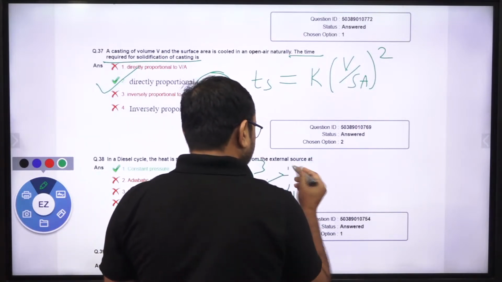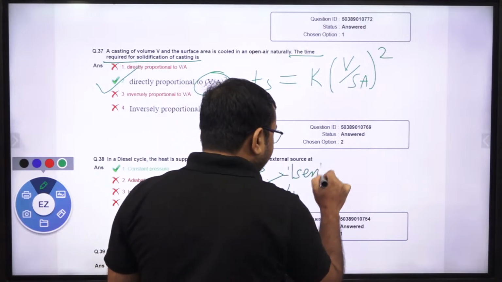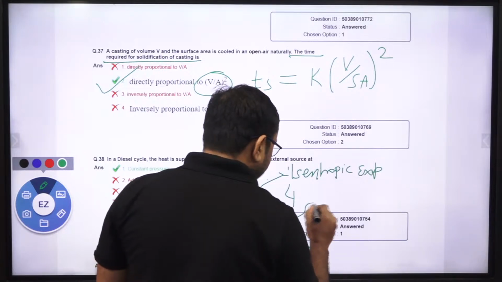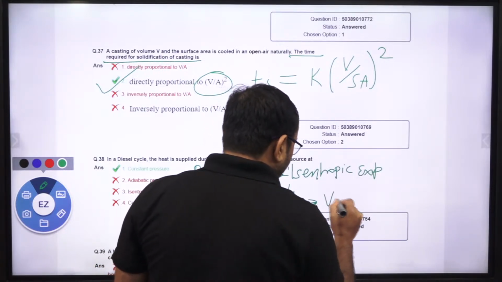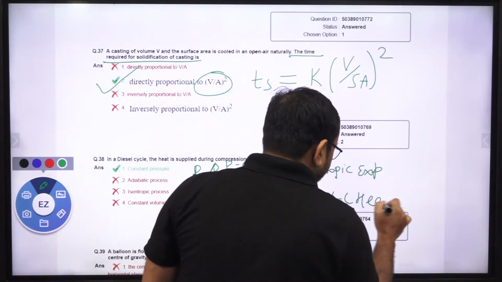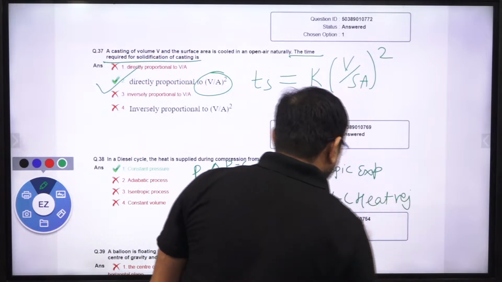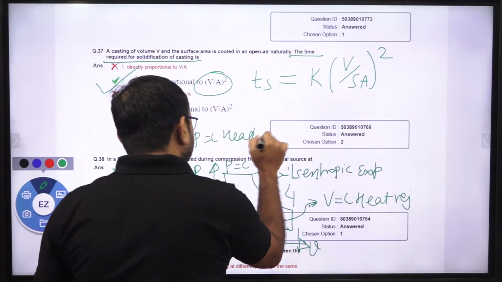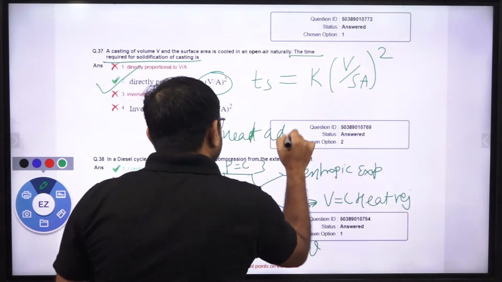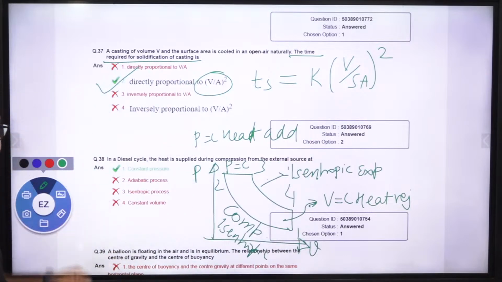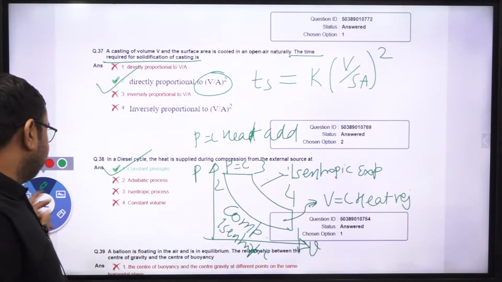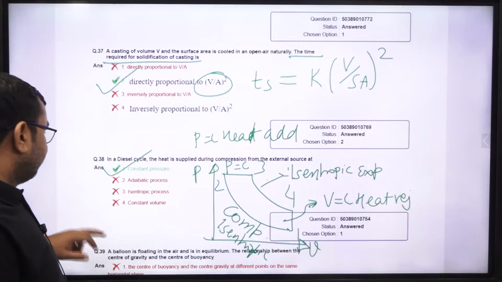Sorry, isentropic expansion, and this is constant volume heat rejection, and this is constant pressure heat addition. Yes or no? Correct. So the correct answer is constant pressure heat addition. So I hope you will understand why it is the right answer. Yes or no? Very simple question.